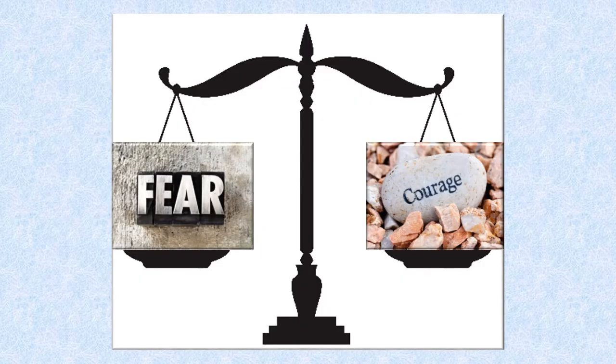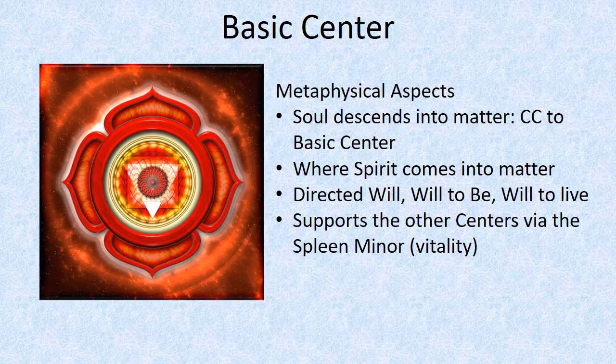The balancing factor for the fear, which can affect the adrenal glands, is courage. And you remember how we've learned both the fear triangle and the courage triangle. So we almost always balance them as a pair. So continuing on with more metaphysical aspects of the basic center.